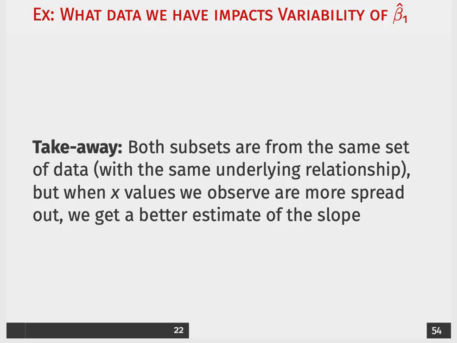So the main takeaway is that both subsets are from the same sample of data, technically, with the same underlying relationship, right? But when we have certain x values that we observe, maybe they're more spread out or more centered, if they're more spread out, we're going to get a better estimate of the slope, right? Because we're able to triangulate exactly how the fitted line should be angled.